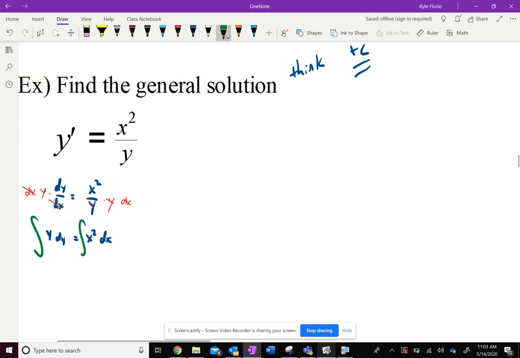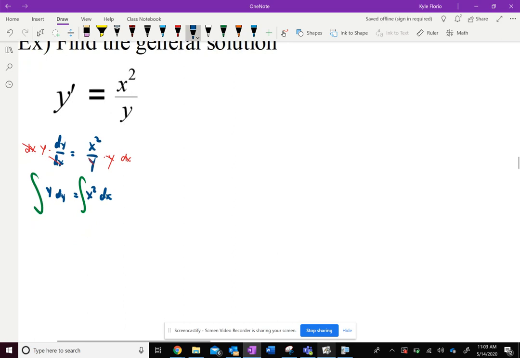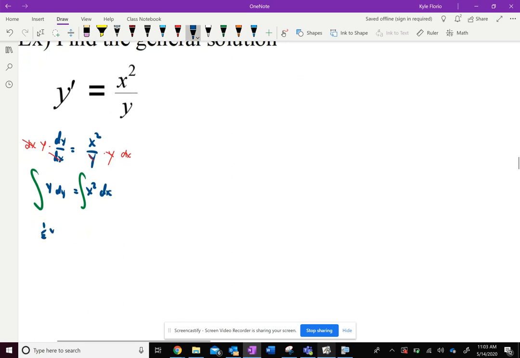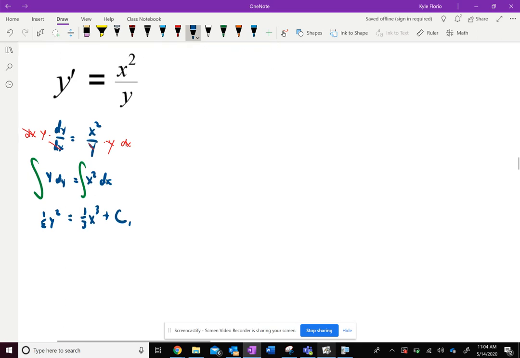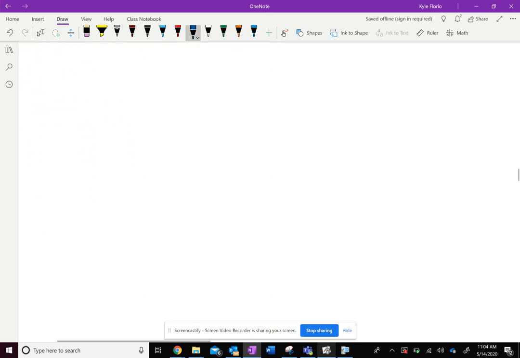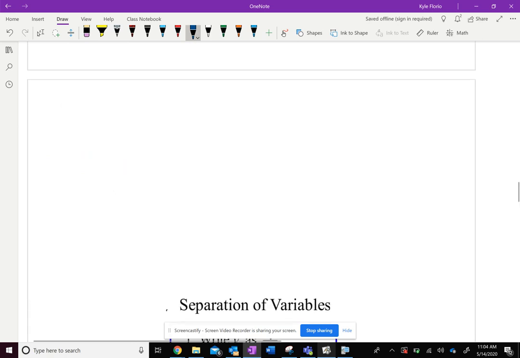That was step 2. The antiderivative of y is going to be 1/2 y to the second plus c, but I'm just going to do the plus c on the right side. The antiderivative of x squared is 1/3 x cubed, or x cubed over 3. And we have some constant here. I'm going to call it constant 1 for a second because I'm going to do something to it. Just to clean this up, it says solve for y if possible, and I think it's going to be possible here.